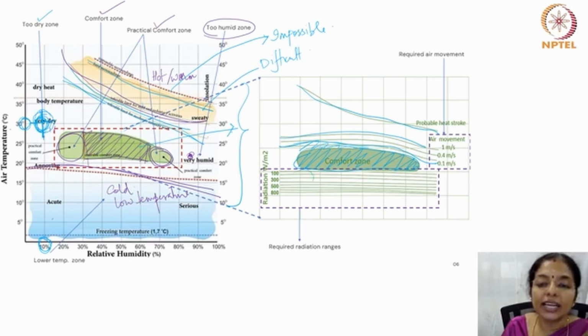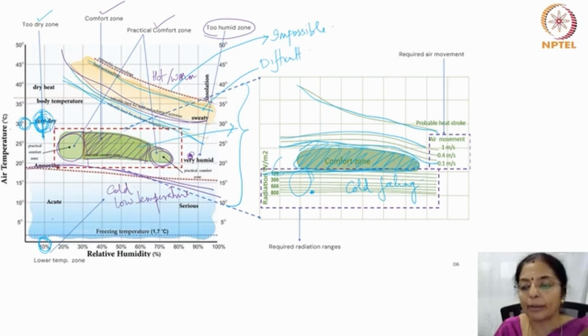Again, these are required radiation ranges, because below the comfort zone is cold, very cold feeling. So in order to make it warm, you need radiation. When the climate parameters are in this zone, you need radiation of 100 watts per meter square. At this point, you will need 800 watts per meter square. That is how you will read a bioclimatic chart.